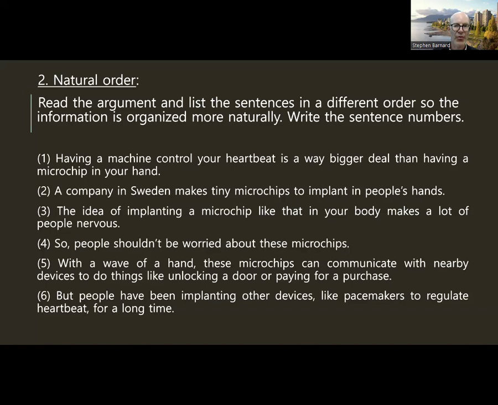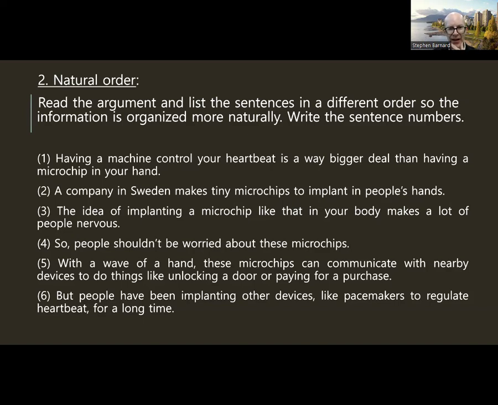By the way, if you're looking at this, you are probably thinking, okay, I know just in the first question, Mr. Barnard talked about indicator words. So I'm going to try and look for a word that indicates a conclusion. And you might say, aha, I see so. So people shouldn't be worried about these microchips. Okay, so that's probably going to be the last one. That should be the conclusion. That's probably going to come at the very end.